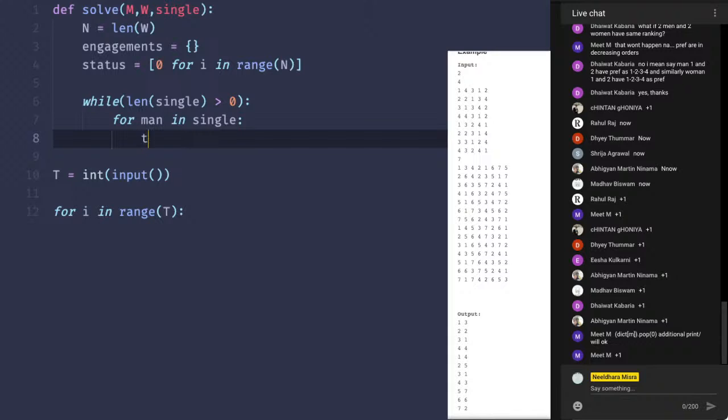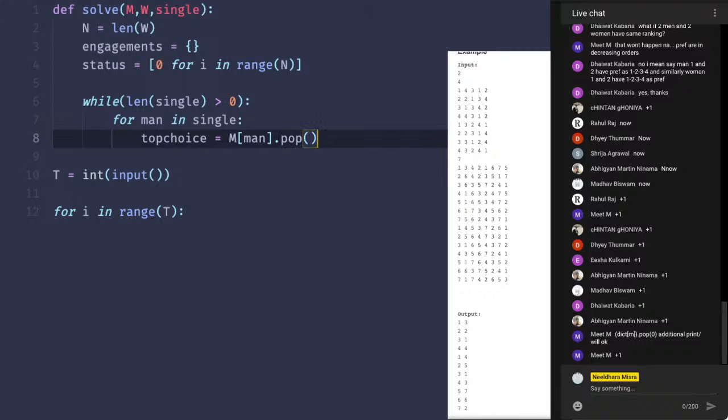So we're going to say top choice. Let me even make it more explicit. Top choice is, so M of man denotes the preference order of the man under consideration. Remember, M is a dictionary whose keys are the men and whose values are the corresponding preference lists over the women. So M of man will give us the preference list of the current man under consideration. And to get the top choice, we are going to just do a dot pop here.